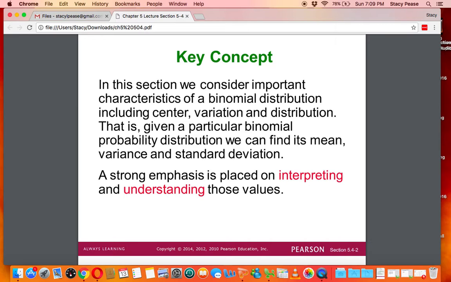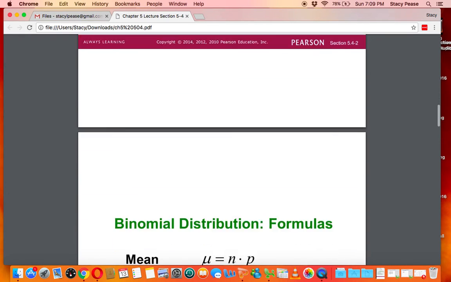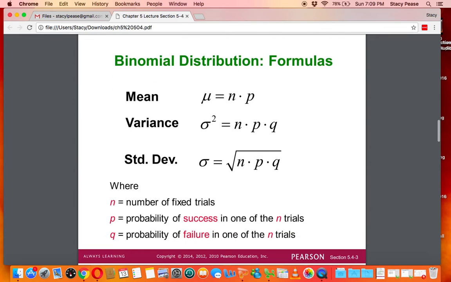That is, given a particular binomial distribution, we're going to learn equations to be able to find the mean, the variance, and the standard deviation. So just like we learned some other ways to calculate a mean and a variance and a standard deviation for probability distributions, binomials actually have their own set of formulas. Luckily, they're very simple, and a lot simpler than what you have previously had to calculate to solve for these values.